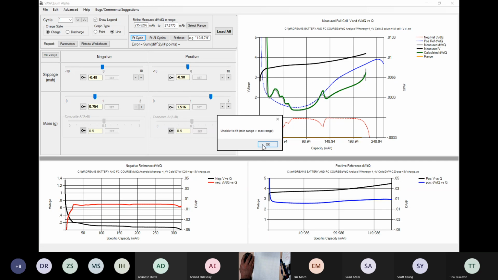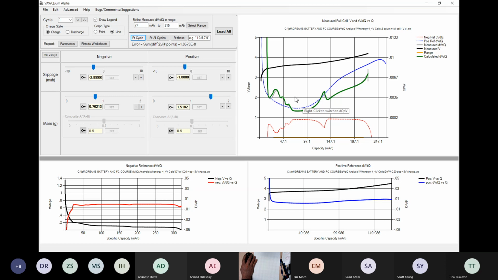Whoops. Range is greater than, minimum range is greater than maximum range. Oh, what did I do? Okay, anyway, we'll fix this. And then fit cycle. There we go. And that's what it believes the best fit is now.